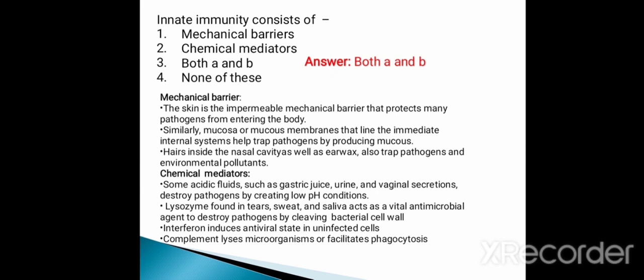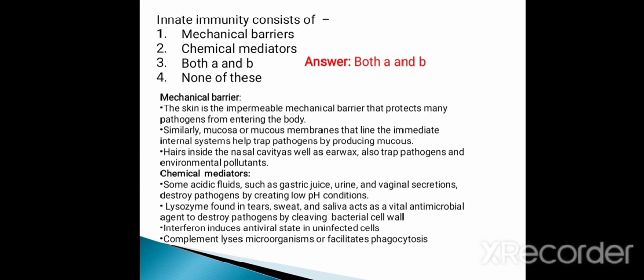Now let's discuss the chemical mediators. Some acidic fluids such as gastric juice, urine, and vaginal secretion destroy pathogens by creating a low pH condition. Lysozyme found in tears, sweat, and saliva acts as a vital antimicrobial agent to destroy pathogens by cleaving the bacterial cell wall.